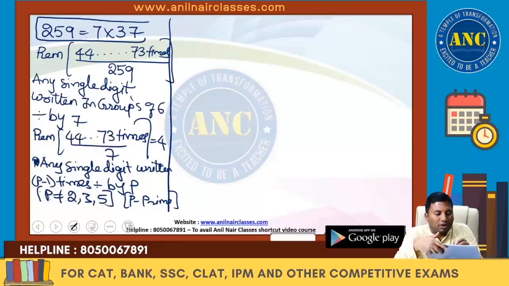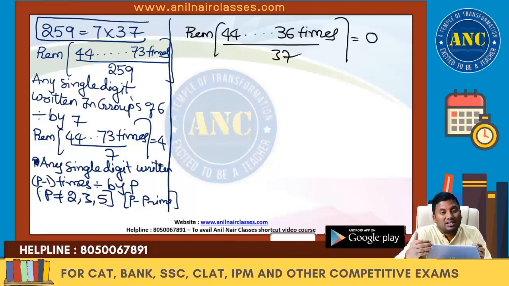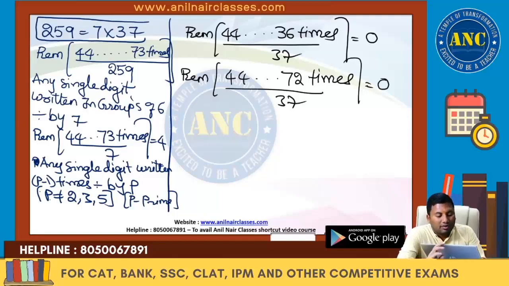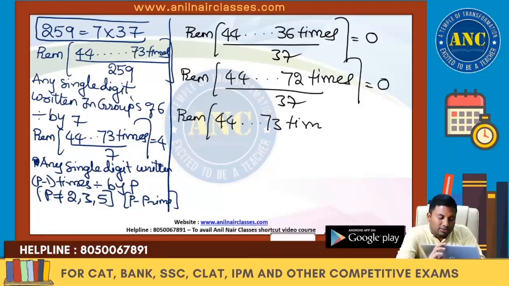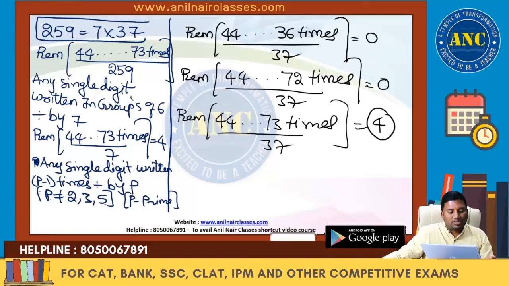That means if 4 is written 36 times divided by 37, remainder will be 0. Not only 36 times, what is the next multiple of 36? 72 times, remainder is 0. That means 4 written 72 times divided by 37, it is 0. But the question is 4 is written 73 times. Divided by 37, 36 times it is 0, 72 times it is 0. One more 4 is left.